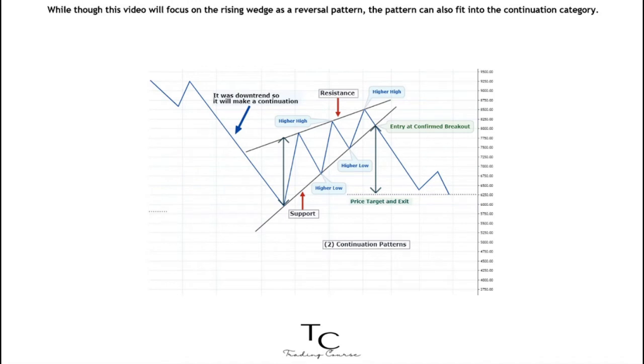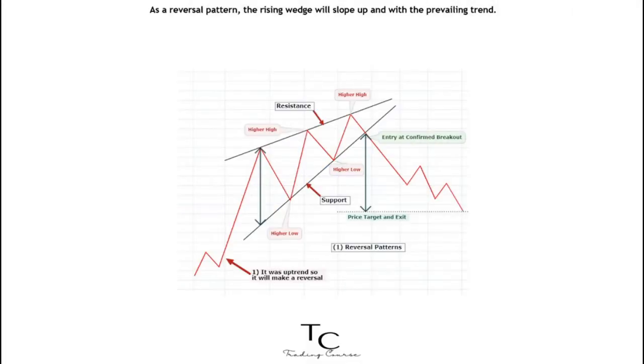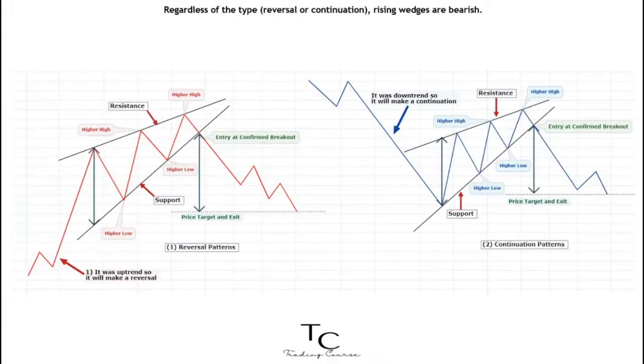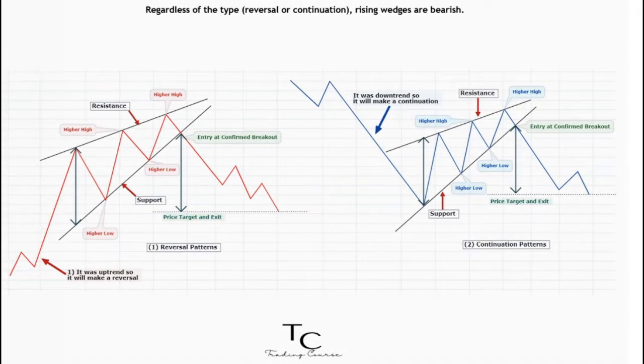Though this video will focus on the rising wedge as a reversal pattern, the pattern can also fit into the continuation category. As a continuation pattern, the rising wedge will still slope up, but the slope will be against the prevailing downtrend. As a reversal pattern, the rising wedge will slope up and with the prevailing trend. Regardless of the type, reversal or continuation, rising wedges are bearish.